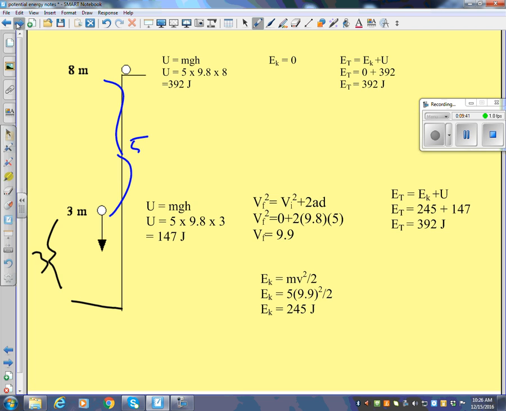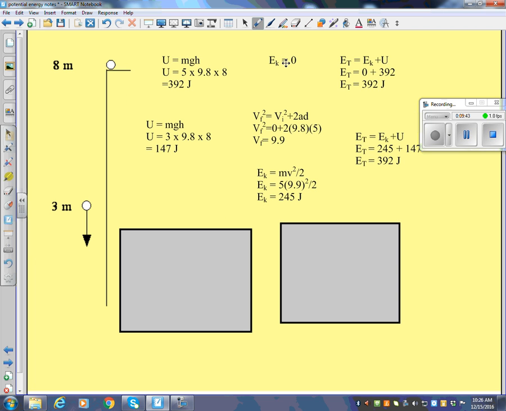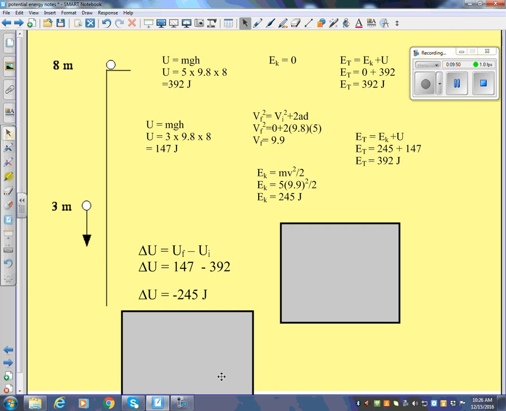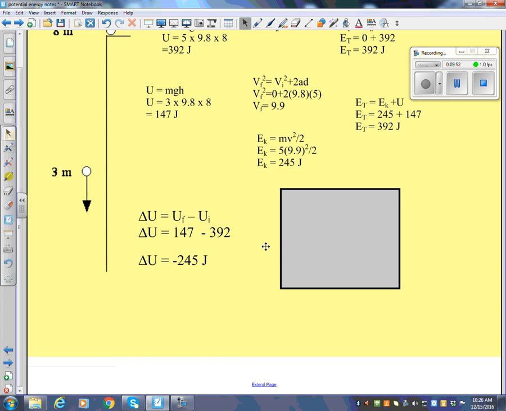Next slide. And I've just moved everything up there again. That's all just repeats. Right? Okay. Now delta U, what does that stand for? Change in potential. So the change in potential is the final potential minus initial potential. 147 was the final. The initial was 392. Delta U is equal to 245.